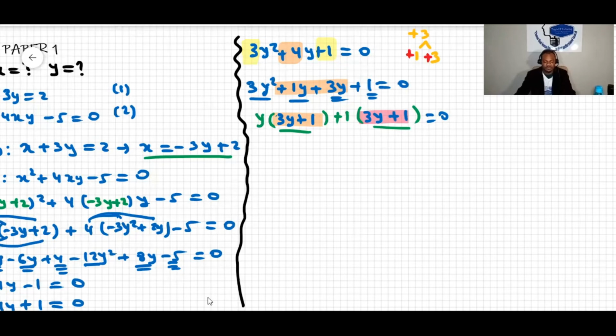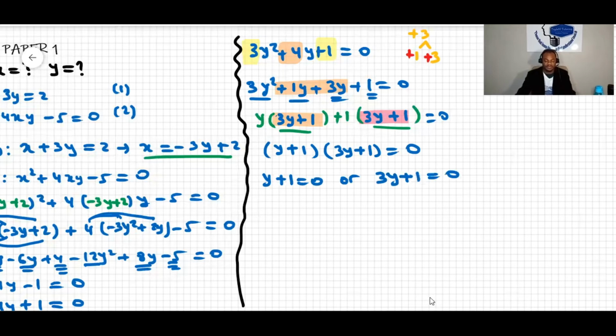So this will be then y plus 1 factor of 3y plus 1 equal to 0. That means y plus 1 equals 0, or 3y plus 1 equal to 0. And now this means that y equal to negative 1, or 3y equal to negative 1. Then that makes y equal to negative 1 over 3 if we divide by 3 both sides.